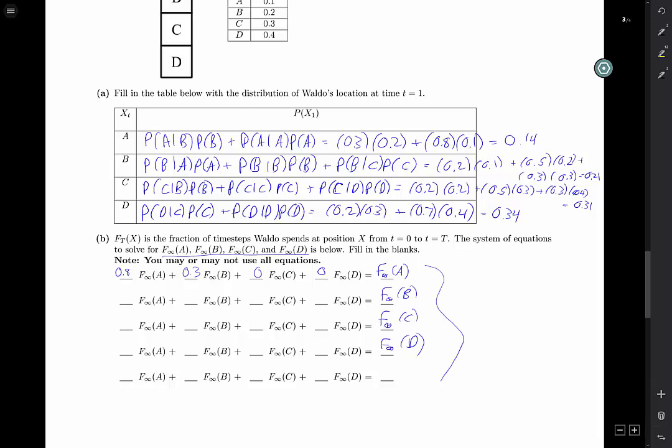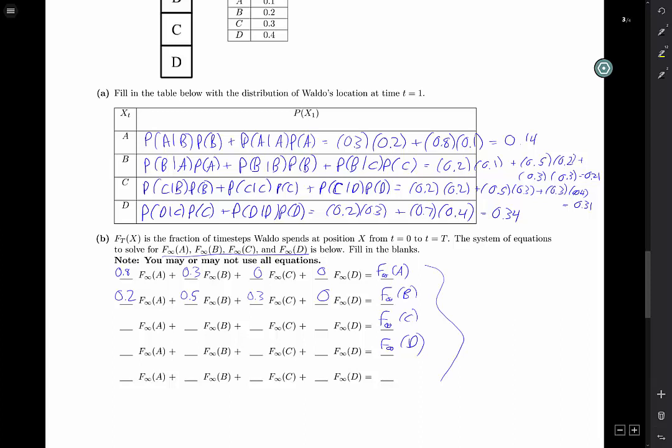So B can only be reached from A, B, or C, so not from D. From A, what's the likelihood we go from A to B? Well, there's an incoming probability of 0.2. The probability we stay is 0.5. And the probability we go up from C is 0.3.